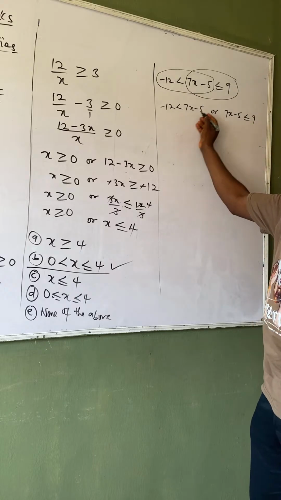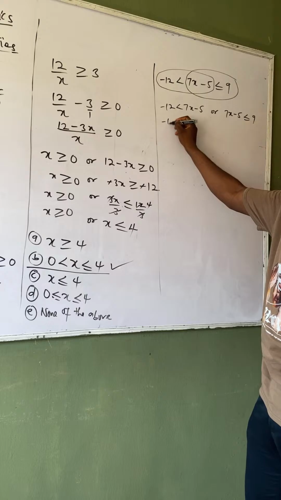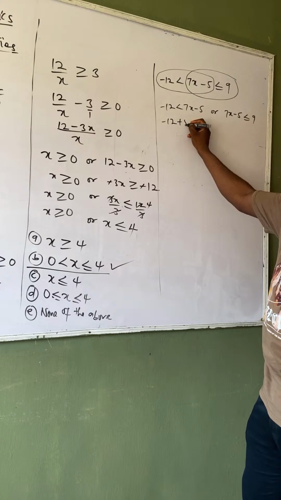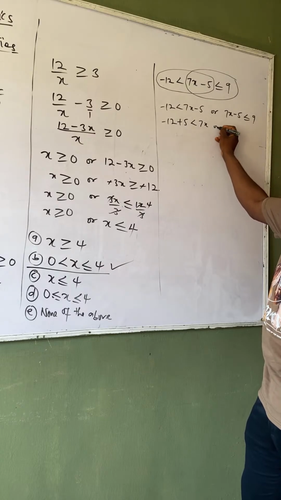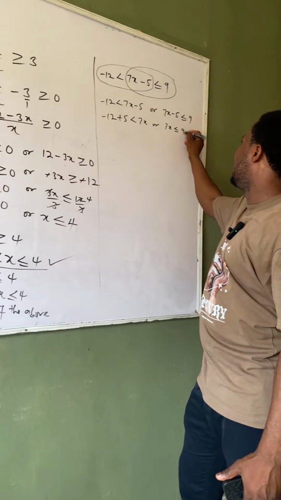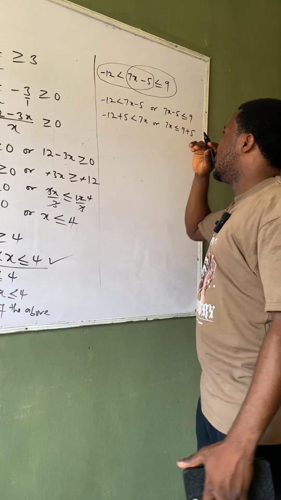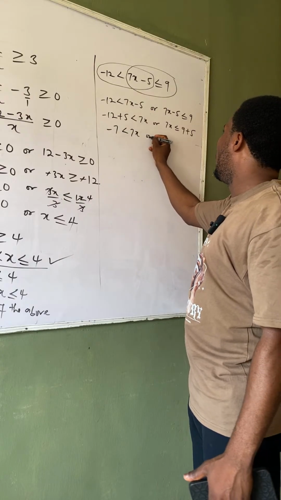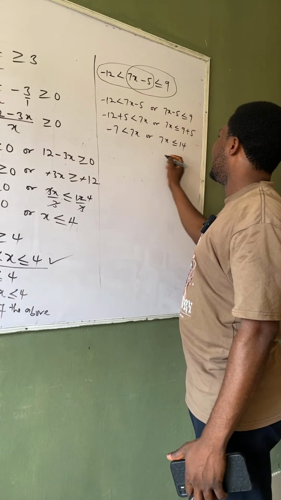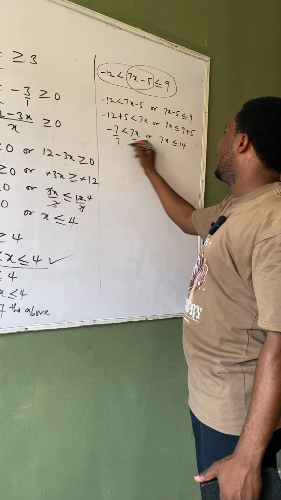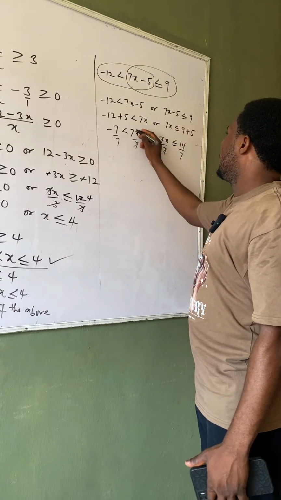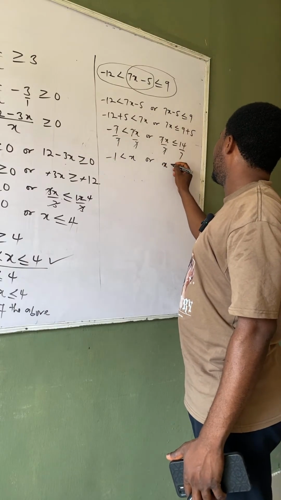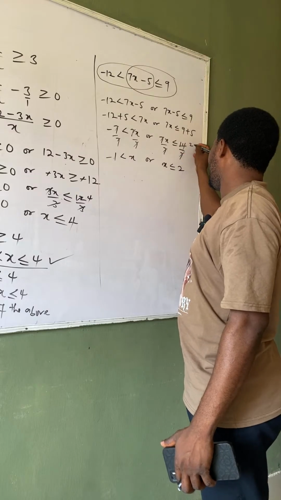So what do I have here? I can solve it individually by saying minus 12, collect the like terms, this one is coming here. So be plus 5, then less than 7x, or 7x less than or equals to 9 plus 5. So what do I have, guys? I have minus 7 less than 7x, or 7x less than or equals to 14. So divide both sides by 7. So this one is minus 1 less than x, or x less than or equals to 2.